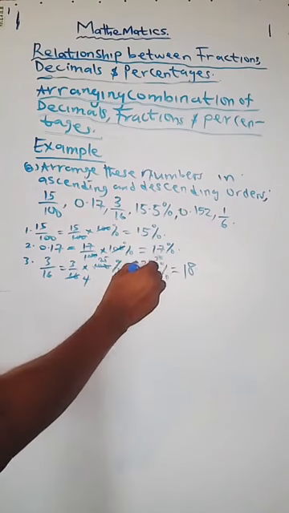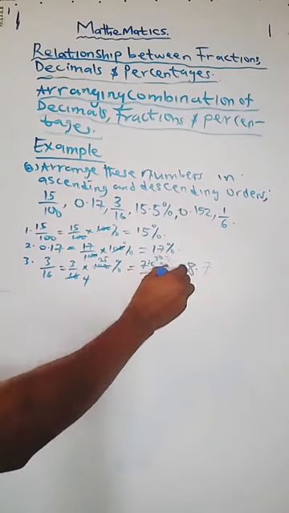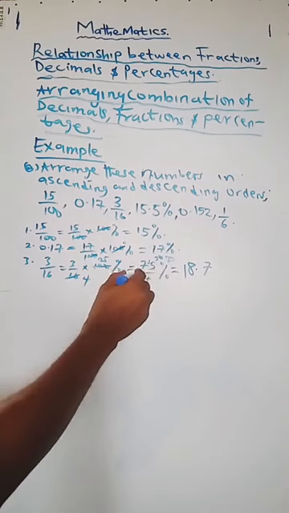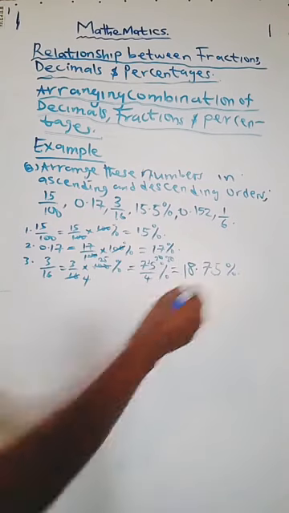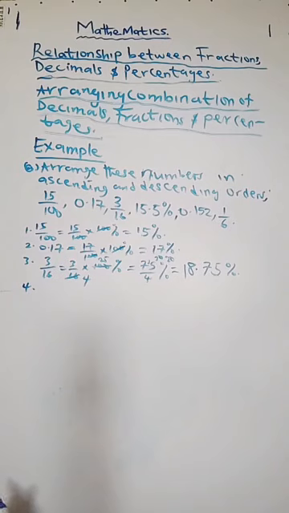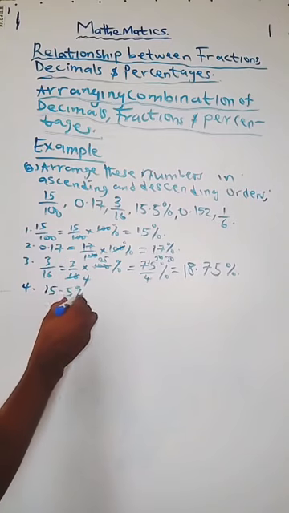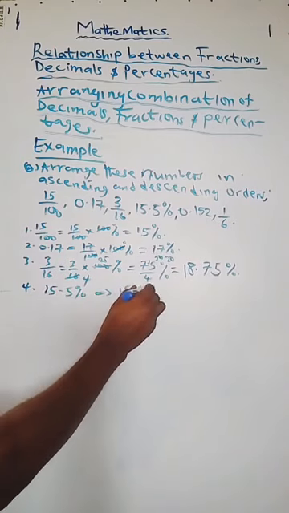How many 4 can we see in 30? 7, that's 28. We have 2 left. Because of this, we can put 0 again. How many 4 can we see in 25? So this is 18.75%. Number 4, we have 15.5%. So that is still 15.5% because it is already a percentage. I don't need to convert that.